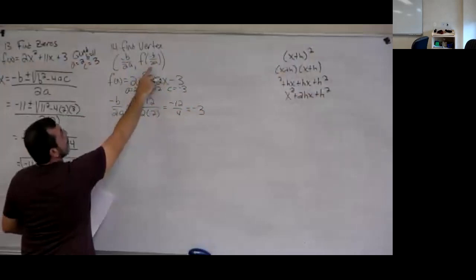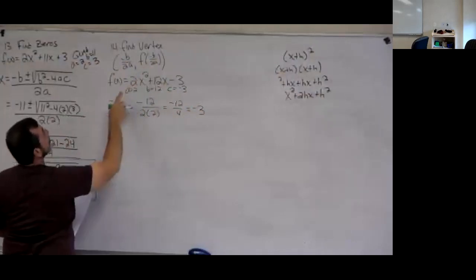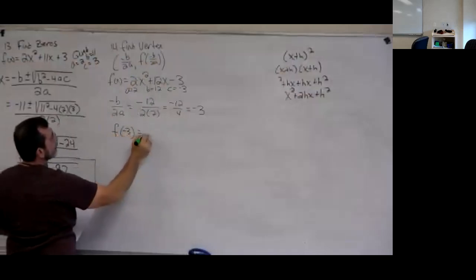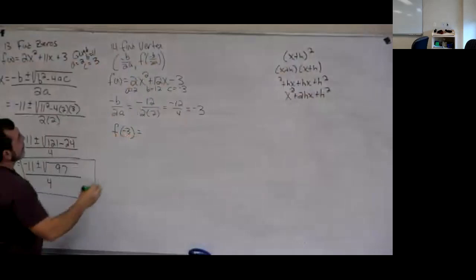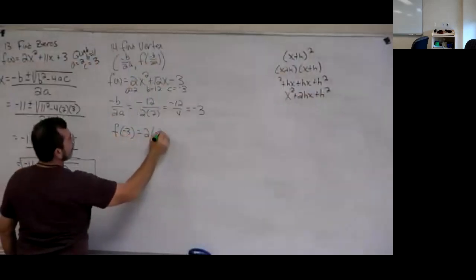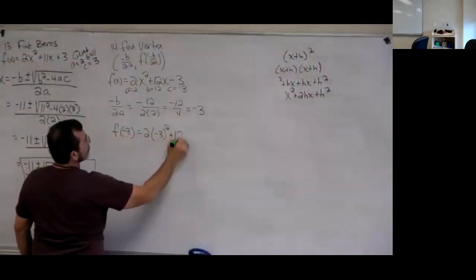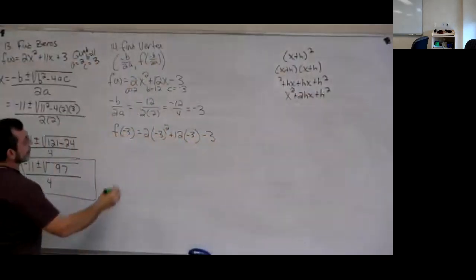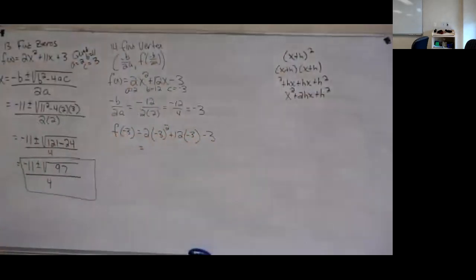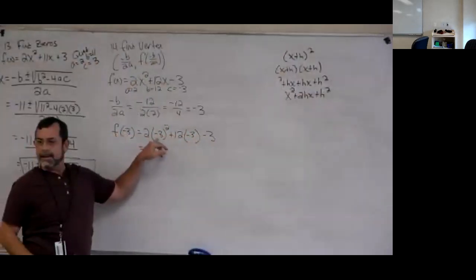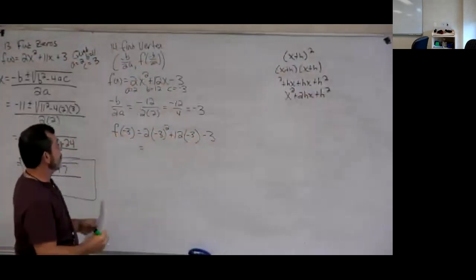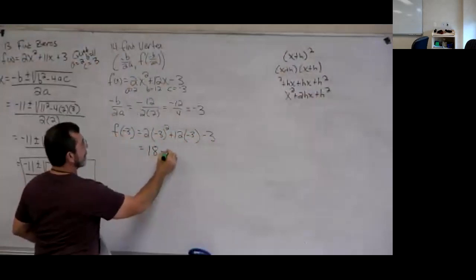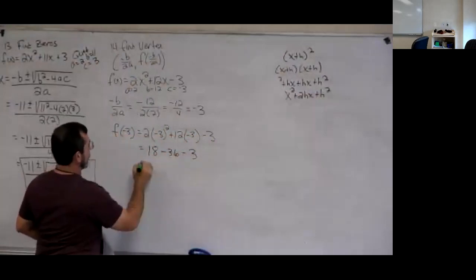But for sure, the y value says f of negative b over 2a. So that means find me f of negative 3. So we got 2 times negative 3 squared plus 12 times negative 3 minus 3. Now let's see, negative 3 times negative 3 is 9. 9 times 2 gives me 18. 12 times negative 3 is a negative 36 minus 3.